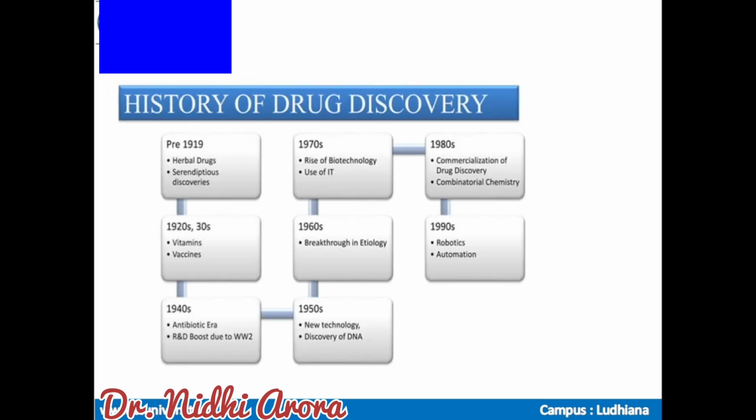And what is the history of drug discovery? In pre-1900s, herbal drugs and serendipitous drugs were discovered, and in the 1920s and 30s, vitamins and vaccines were discovered, and in the 1940s, the antibiotics era and R&D boost of WWII, and in the 1950s, new technologies and the discovery of DNA, and in the 1960s, breakthrough in etiology, and in the 1970s, the rise of biotechnology and use of IT, and in the 1980s, commercialization of drug discovery as well as combinatorial chemistry, and in the 1990s, robotics and automation discoveries.